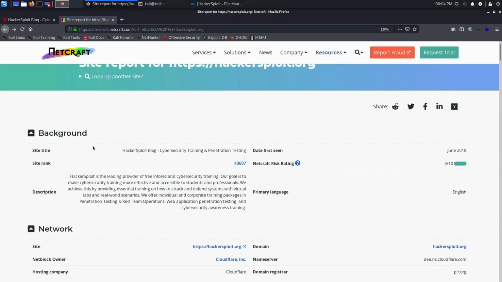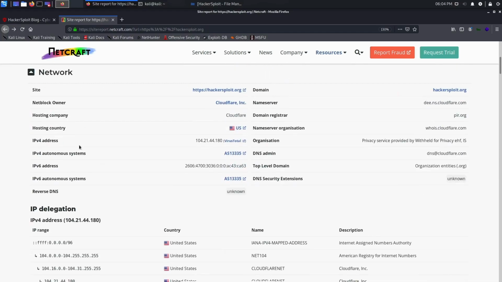This will give you the site title, the site rank, the description, when this website was first seen, and the primary language, which again makes sense. It'll then provide you with information regarding the actual domain IP address. So you can see the name server is Cloudflare. The name server organization again is Cloudflare, which again makes sense. Now, if you had not performed the previous checks with the whois lookups and the host commands, then this could tell you what domain registrar was used to register this particular domain.